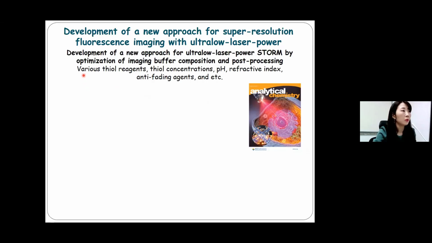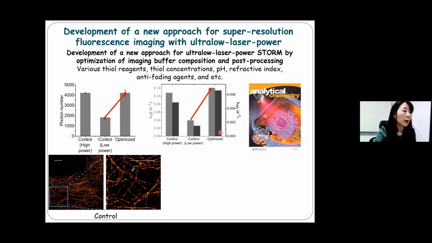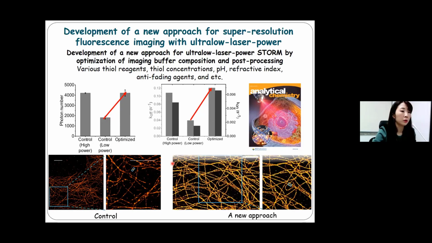To overcome this limitation, we tried to find the best imaging buffer condition for ultra-low laser power. From testing various reagents, concentrations, pH, refractive index, and anti-fading agents, we found the best optimized imaging buffer condition for ultra-low laser power. Under this optimized condition, we could increase the photon number more than twice and the photo-switching rate more than 3 times. Then we could increase the STORM image quality significantly, as shown here. This work was recently selected as the cover article in Analytical Chemistry.